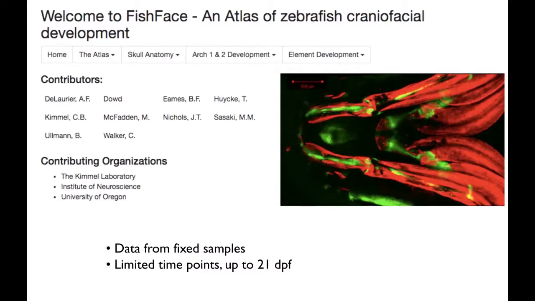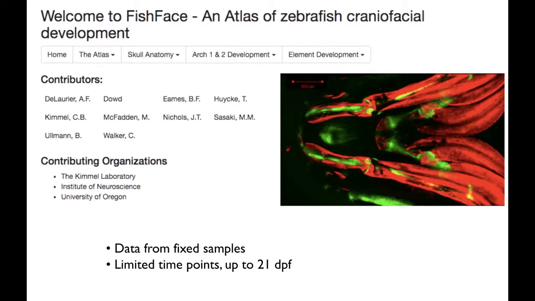So when we first began our work, the Kimmel Lab had created FishFace, and this is a community resource describing early aspects of zebrafish craniofacial development. This data set, which is still available on the FaceBase site, is made up of really beautiful, detailed images, mostly from confocal microscopy, and it served as a valuable resource for many groups, including our own. We were inspired by this example in the planning stages of our own work, and we wanted to create something equally useful for later stages of zebrafish craniofacial development.